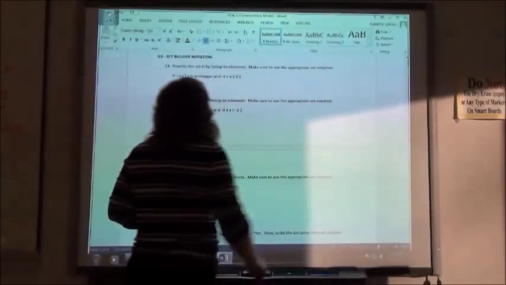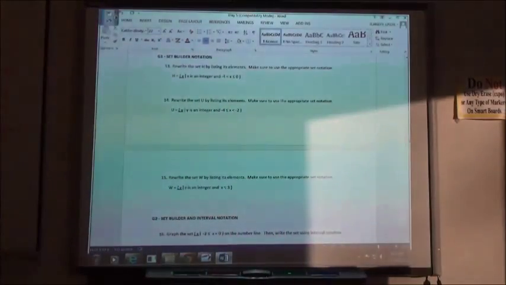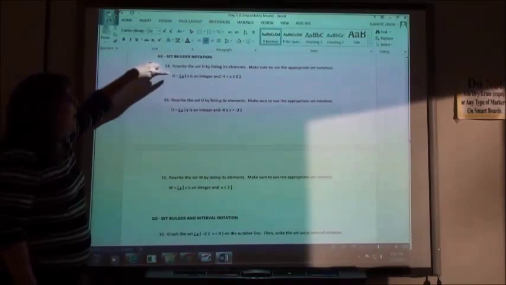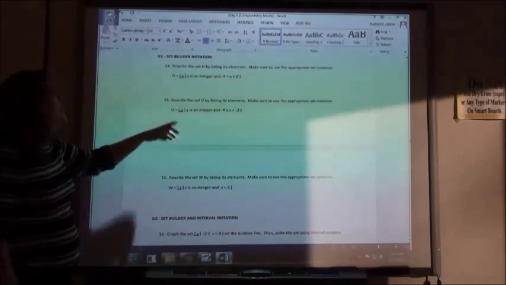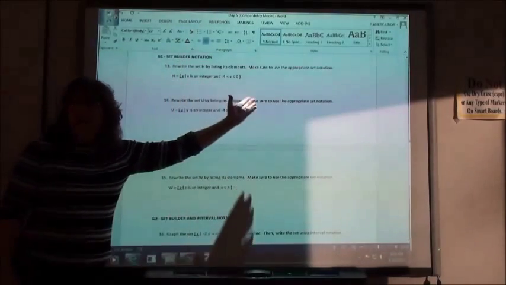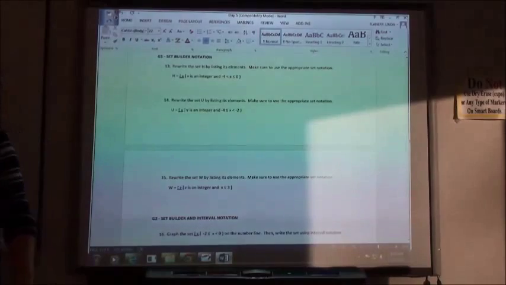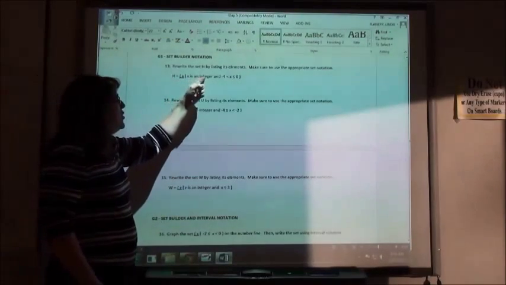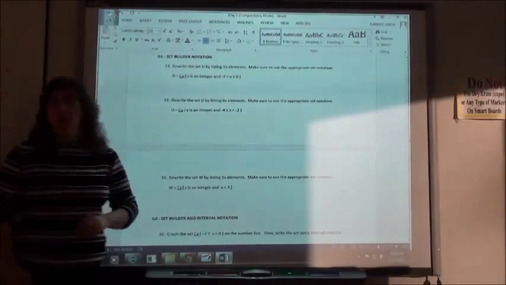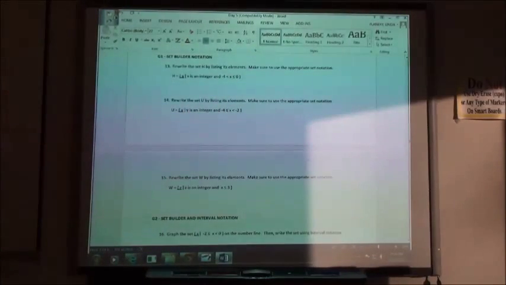Rewrite the set H by listing its elements. Make sure to use the appropriate set notation. This is read: H, which is the name of my set, is equal to x such that, and then they're applying these rules to that variable x. x is an integer and -4 is less than x, which is less than or equal to 0. In other words, the x is going to be between those two numbers. I'm not equal to the -4, but I am equal to the 0.